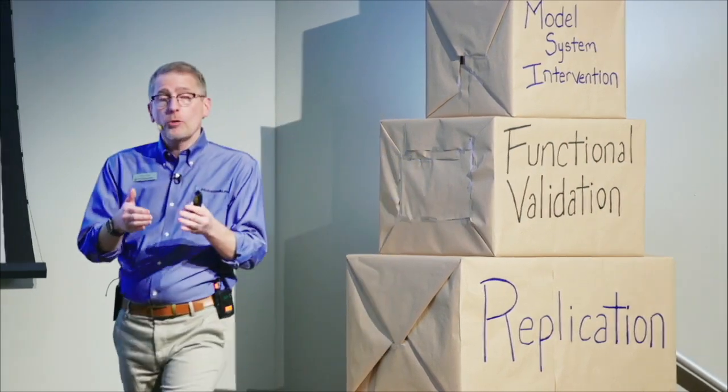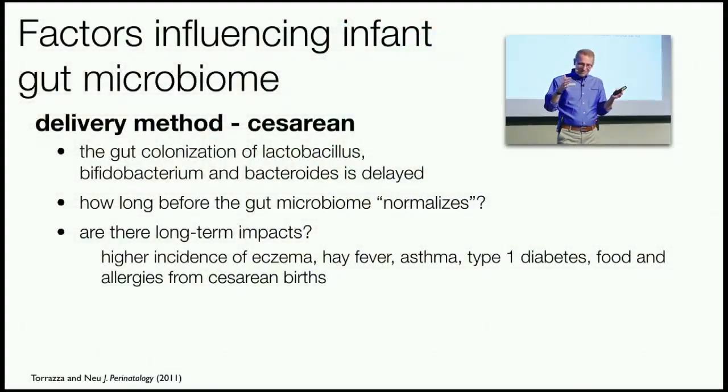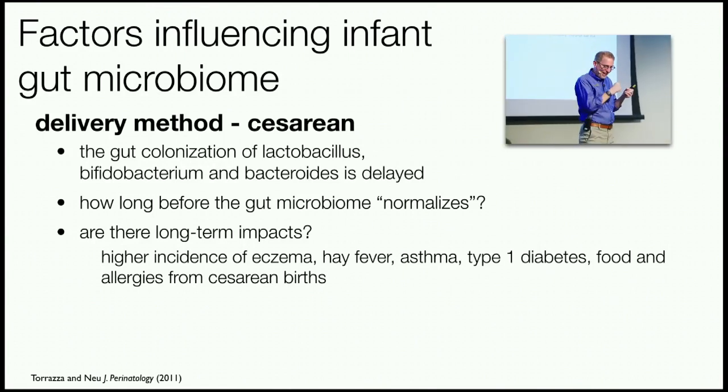Are you looking at what are the specific species that are there? Or are you looking at functionally, are you getting all the key activities done, even if there are different strains of bacteria doing it in babies that were born one way versus the other? So the key is, are there long-term impacts of being born by cesarean? And there are lots and lots of studies that suggest that the answer for that question is yes. There's a higher incidence of things like eczema, hay fever, asthma, type 1 diabetes, and allergies from cesarean births.